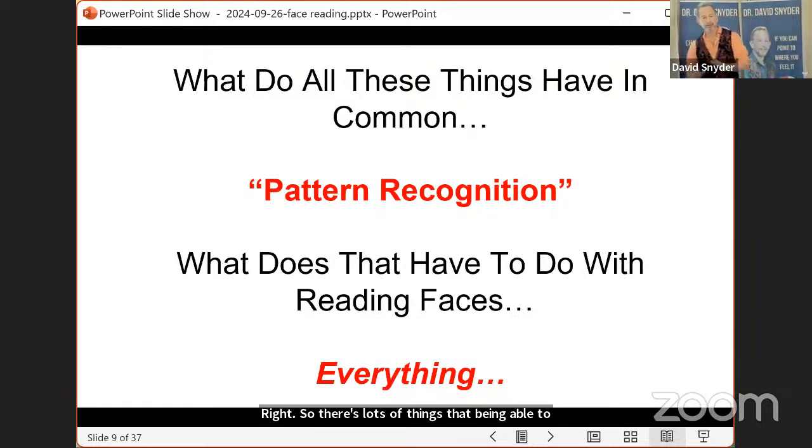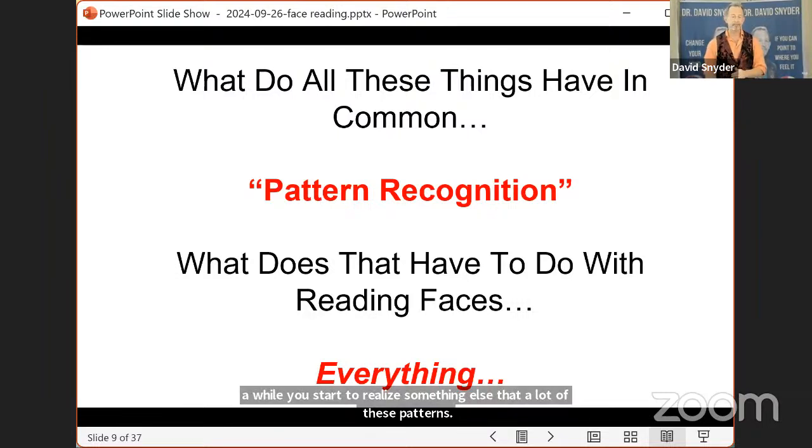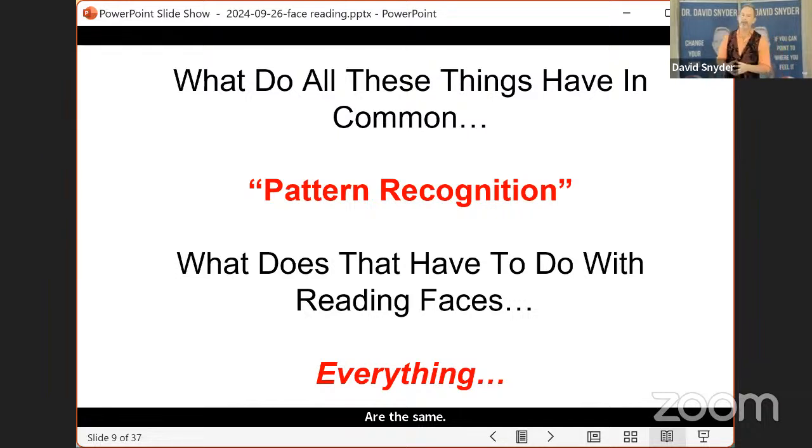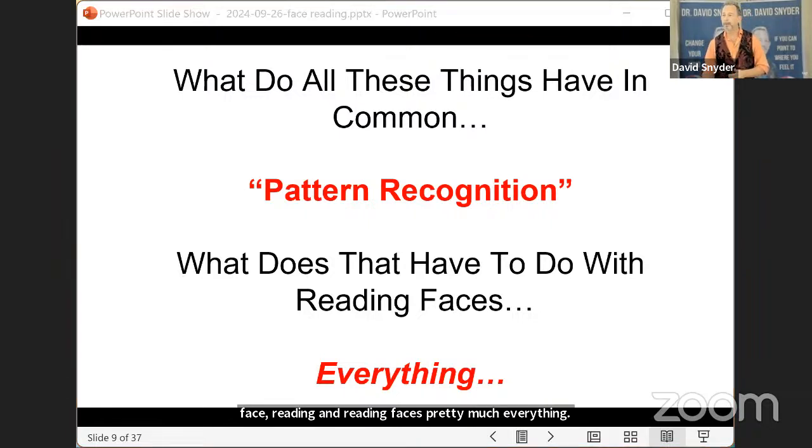If you want to go meta, every single discipline I've studied, from the Oriental medicine to the martial arts to the neurolinguistic programming, is about some form of pattern recognition. And if you get enough of these systems under your belt, after a while you start to realize something else: that a lot of these patterns are the same. And so what does pattern recognition have to do with reading faces? Pretty much everything.